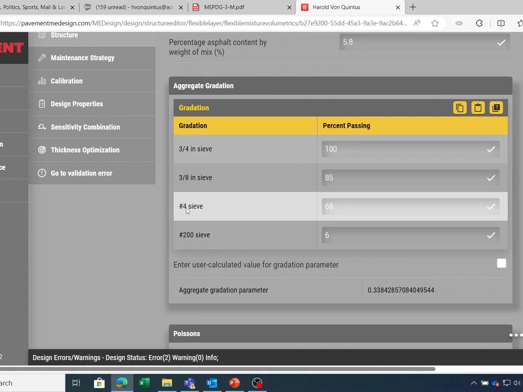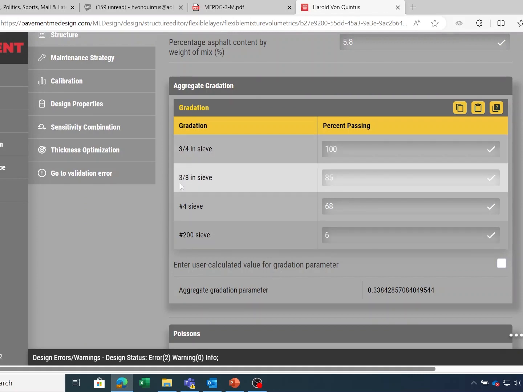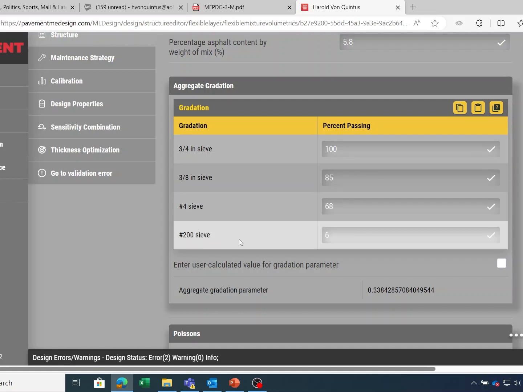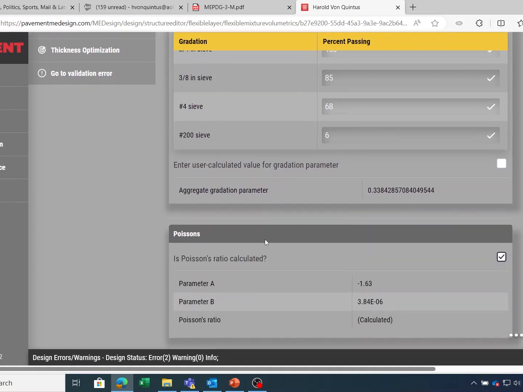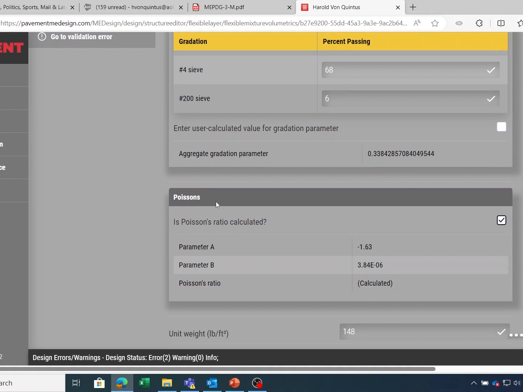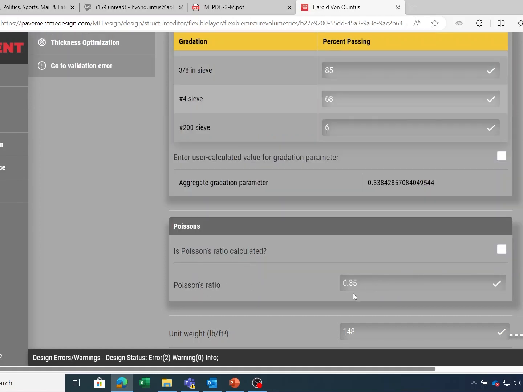The four sieves used to calculate the gradation parameter are the 3/4, the 3/8, the number 4, and the number 200 percent passing. Poisson's ratio, which is required for every layer in the pavement structure, can either be calculated internally by the software, or it can be entered as a constant value by the designer.